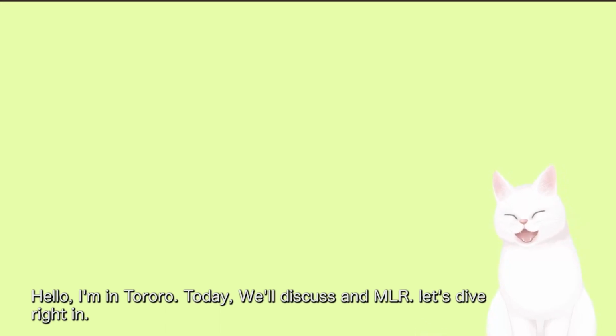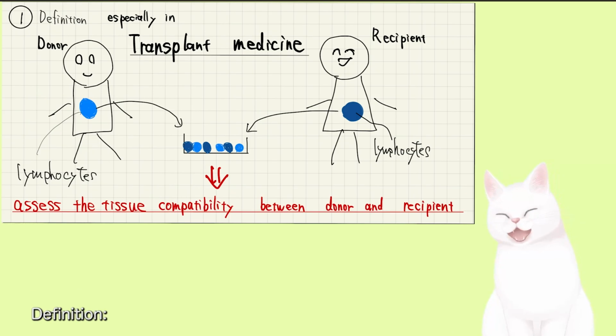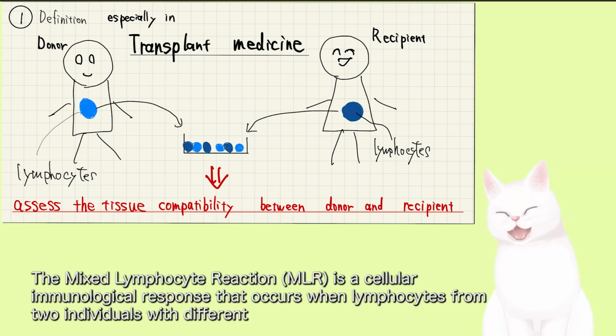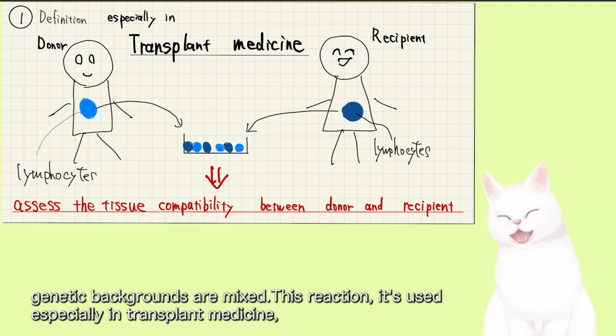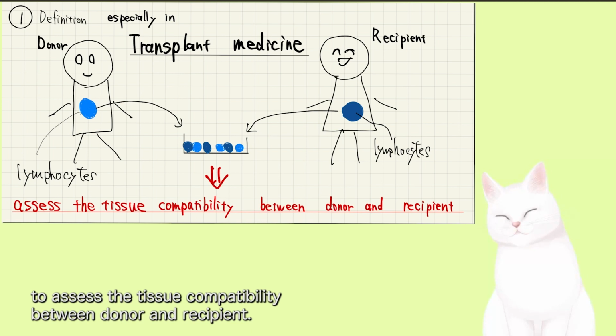Let's dive right in. Definition. The mixed lymphocyte reaction, MLR, is a cellular immunological response that occurs when lymphocytes from two individuals with different genetic backgrounds are mixed. This reaction is used especially in transplant medicine to assess the tissue compatibility between donor and recipient.